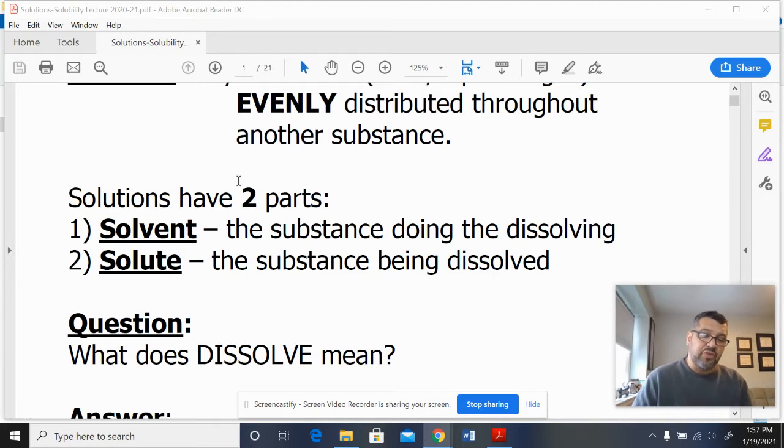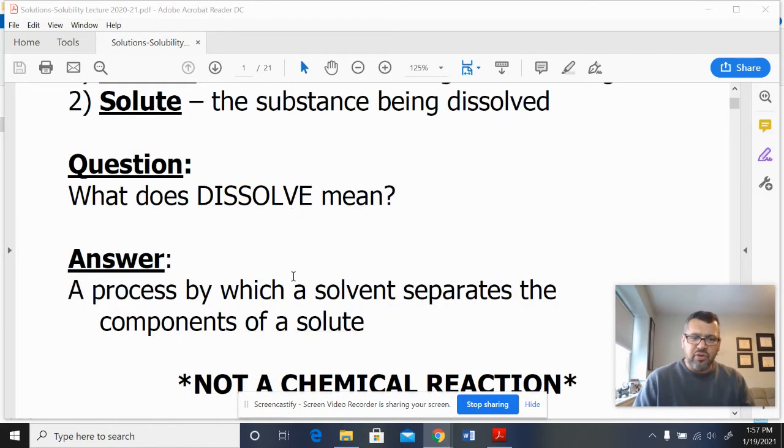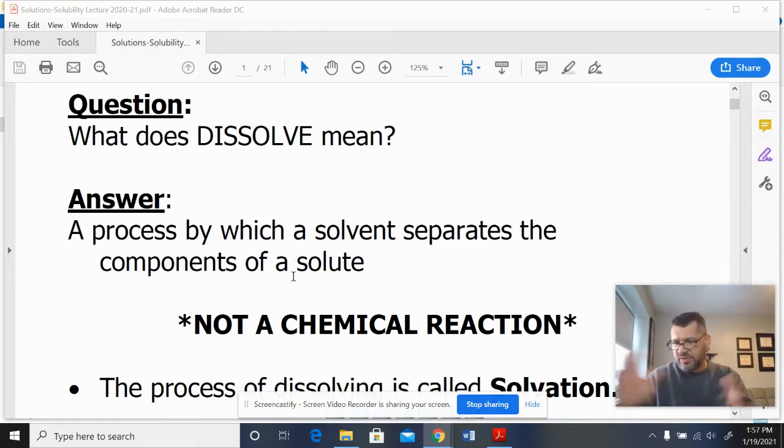Well, the two parts that make up a solution are the solvent and the solute. The solvent is a substance that does the dissolving, and the solute is a substance that gets dissolved. So solutes get dissolved, solvents do the dissolving. So what does dissolve mean? We've heard that word used in a bunch of different ways in our lives, probably.